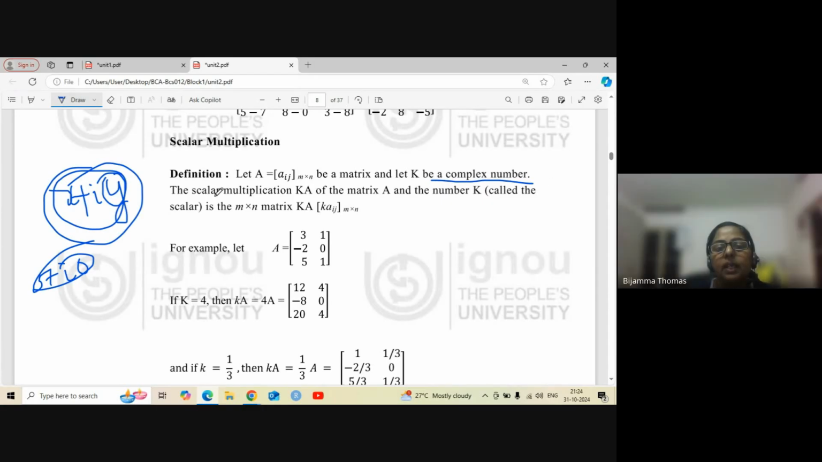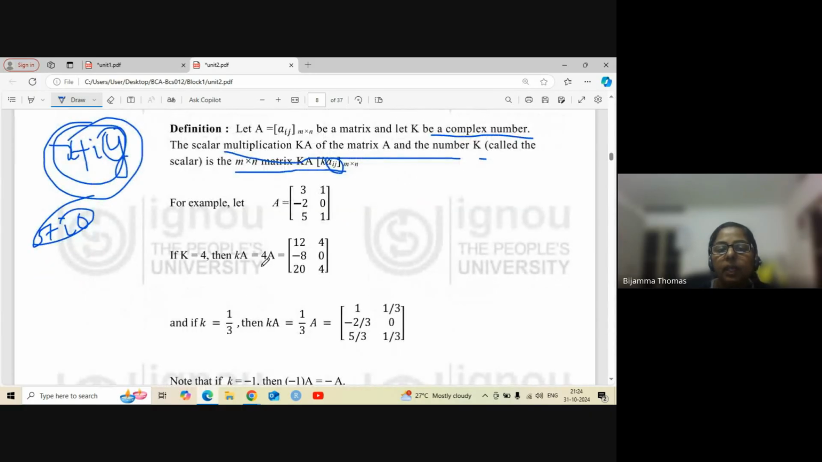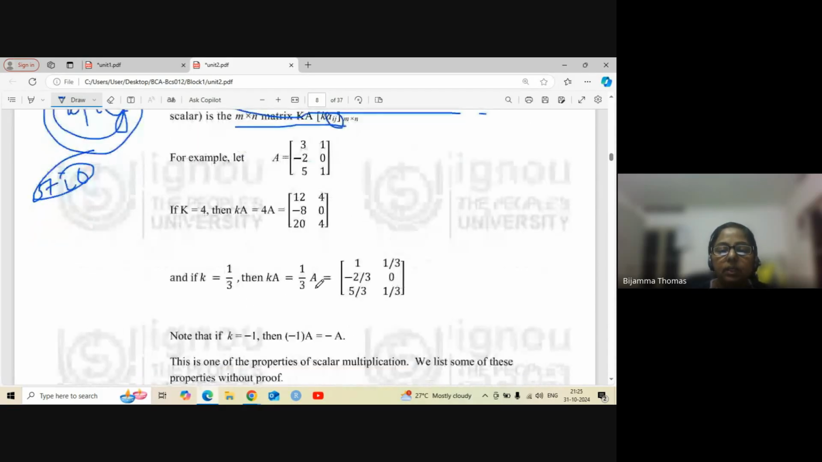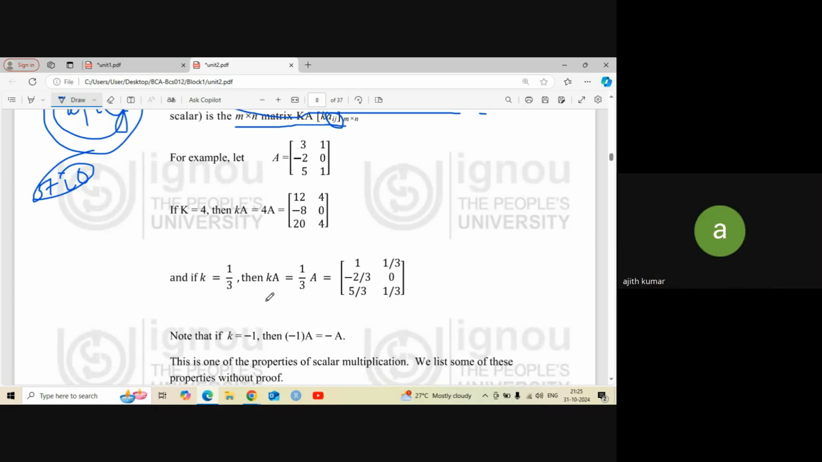A scalar multiplication of a matrix A and the number K is the matrix KA. Every element is multiplied by that scalar. For example, this is matrix A. Then 4A will be, every element multiplied by 4. That may be any complex number. Is it clear? Yes, ma'am.